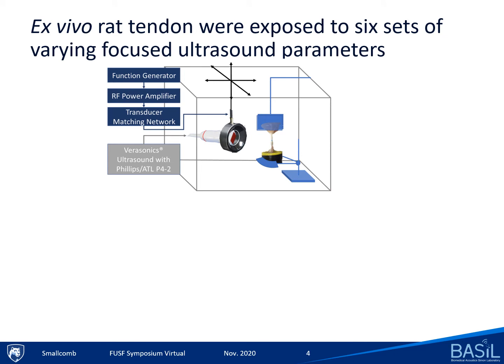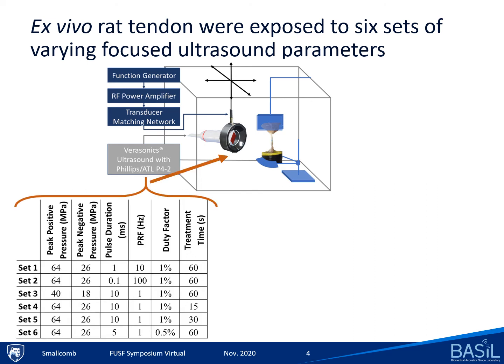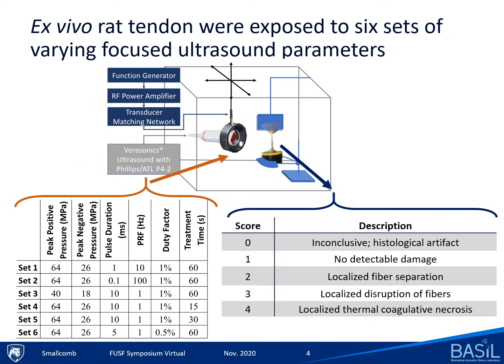For our experiments, we used ex vivo Achilles tendons and supraspinatus tendons from Sprague Dawley rats and aligned them and treated them with a focused transducer in a water tank, and then monitored and aligned it with ultrasound imaging coaxially. We applied 6 different sets of parameters, all varying in peak positive and negative pressures, or changing the pulse duration, or changing the treatment time. And then from there we collected our samples and histologically analyzed them using a scoring rubric.